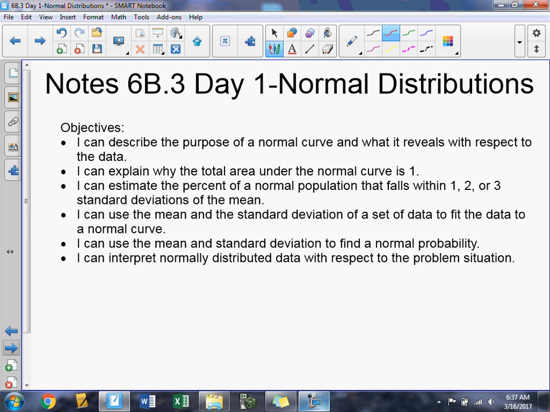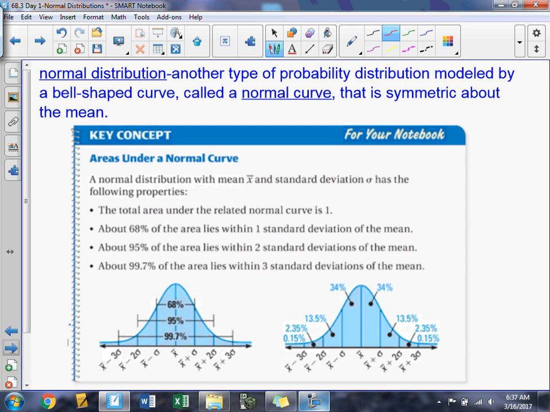Use the mean and the standard deviation to fit to a normal curve. Use the mean and standard deviation to find the normal probability, and then interpret normally distributed data with respect to a word problem. So we are going to be taking that information that we did with measures of central tendency and measures of dispersion and apply that here to the normal curve.